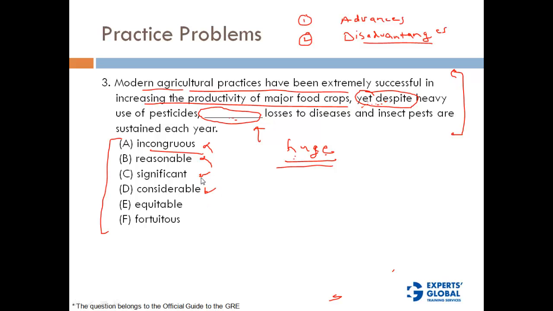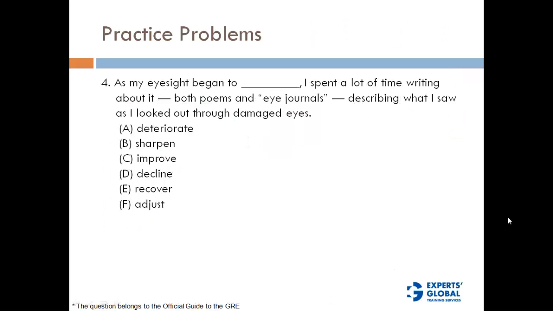Equitable means something that is just. So equitable does not mean huge, so we'll not choose that. Fortuitous again does not mean huge. So we are left with C and D. Both are synonyms and both fit the context, so we use C and D. Let's look at this one.